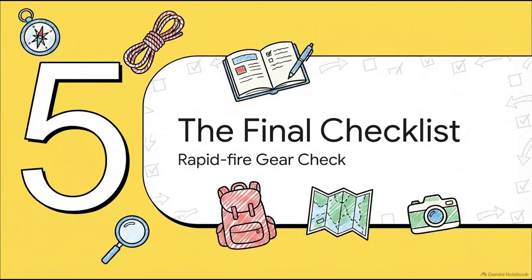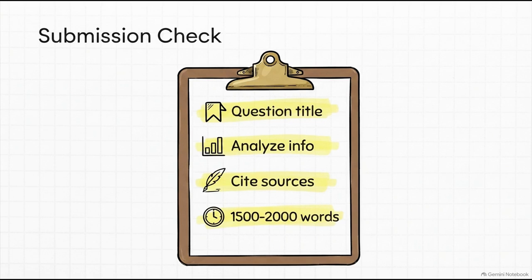Section 5, the final checklist. Okay, before you hand over your expedition log, we need to do a rapid-fire final gear check to make sure absolutely nothing is missing. You've got to tick off every single item on this syllabus checklist. Is your research question your actual title? Did you analyze your info rather than just describe it?